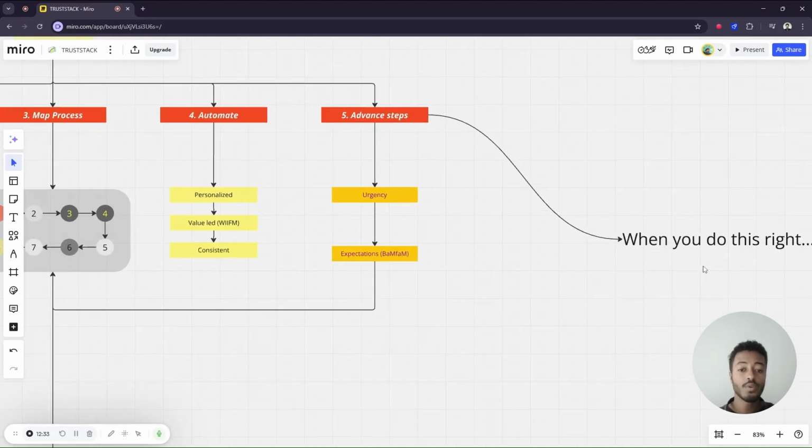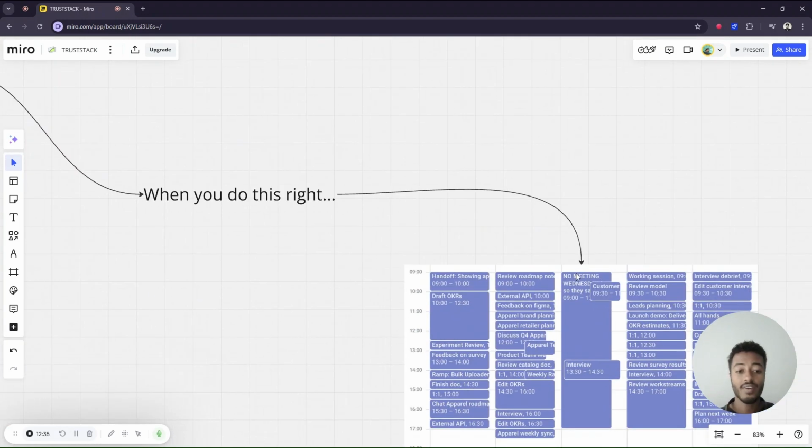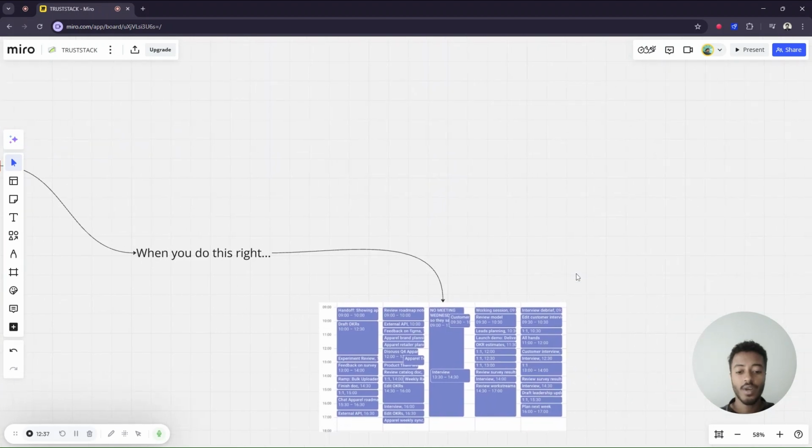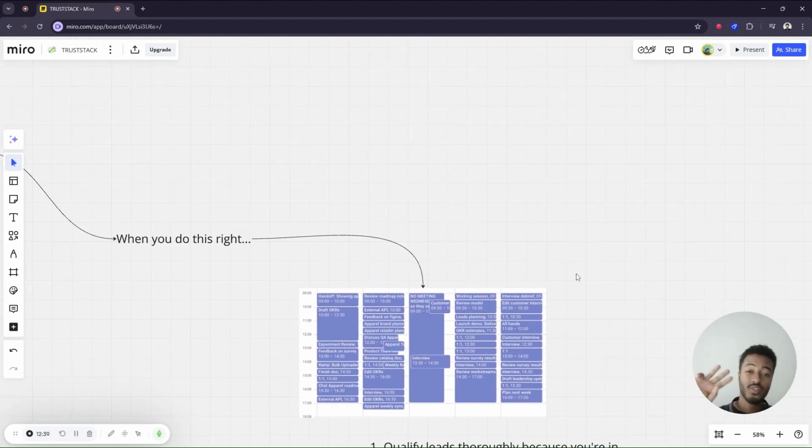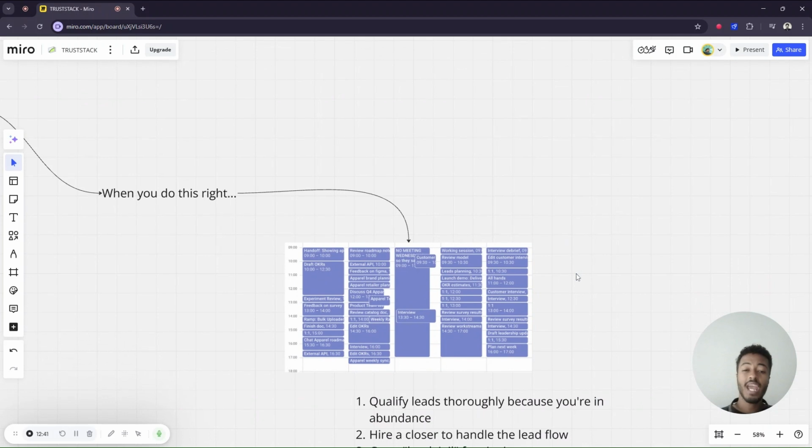Okay, so when you do this right, like I said, you're going to have a calendar packed like this. Okay, which is going to be characterized by 3 things. Number one, you're going to be able to qualify leads thoroughly, because you're in such an abundant state that you don't need leads. Okay, when you don't need leads, that's when you get an abundance of leads, which is a very funny paradox, but it is a very good place to be in.